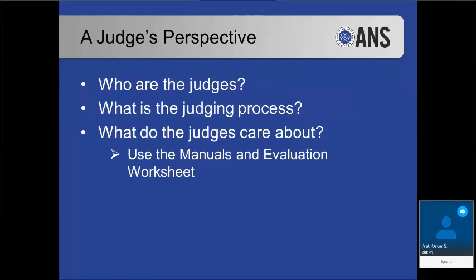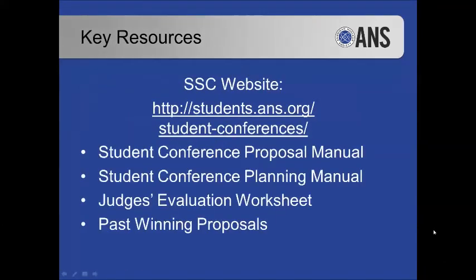Yeah, so if we go to the next slide, Catherine, I don't know if we're there or not. Matt mentioned this, and I just mentioned this as well. On the SSC website, there are references or resources for you guys. The proposal manual, I highly, highly suggest that you read through that before you write, just as Matt suggested. And also this planning manual can be very helpful.